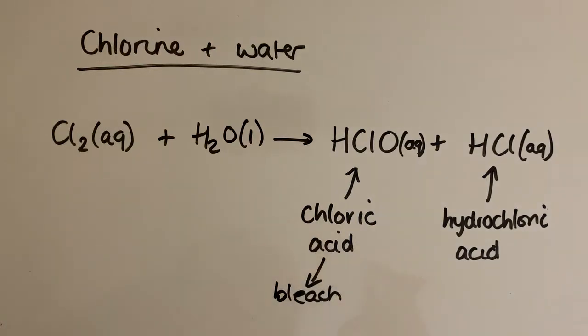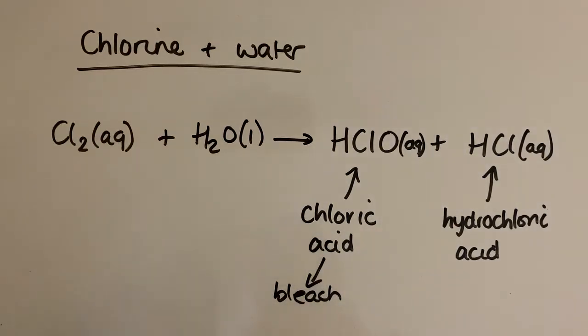Okay, so if we were to add damp blue litmus paper into this solution here, firstly because it's under acidic conditions, it should turn a red colour, but after turning red it then should bleach white, and the reason for that is the chloric acid.